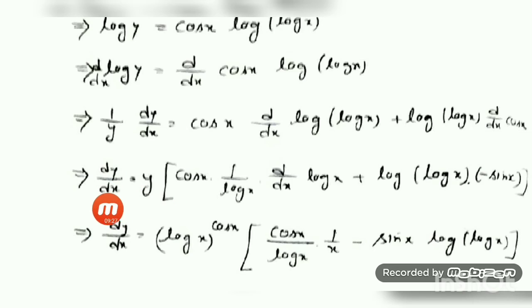So dy/dx equal to y into cos x. What is the derivative of log of log x? Think of log x as x, it becomes 1 by log x, into 1 by x, plus log of log x, and d/dx of cos x is minus sin x. So dy/dx equal to, what is y? You substitute: log x to the power cos x, into cos x by log x and d/dx of log x is 1 by x, plus minus is minus sin x into log of log x. So this is the answer of question number 3.